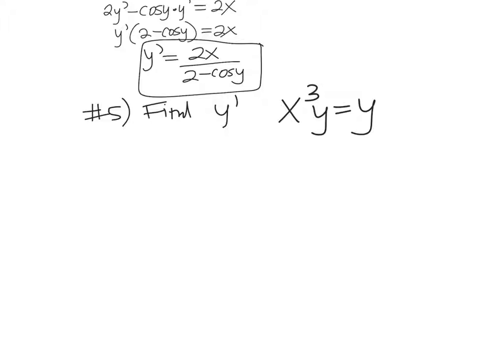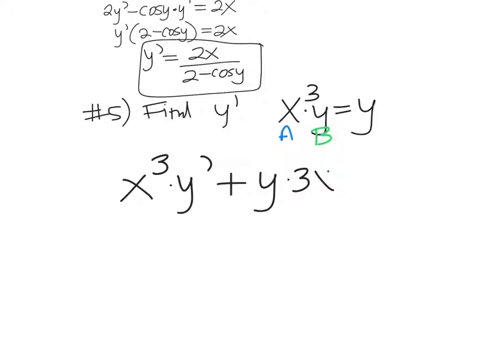All right, so this is product rule. You see the product? It's right there. It's x cubed times y. So let's go ahead and take the derivative, okay? So it's like saying this is a and this is b. So we're going to go a times b prime. What's the derivative of y? Y prime, okay? Plus b, which is y, times a prime. Derivative a prime? 3x squared. Equals the derivative of y, which is y prime.